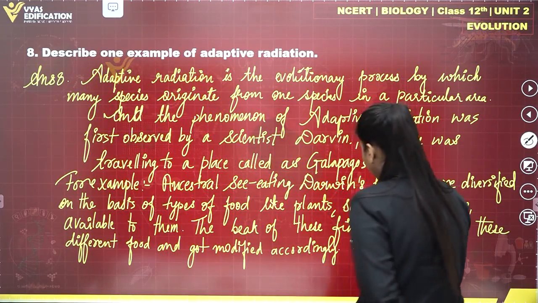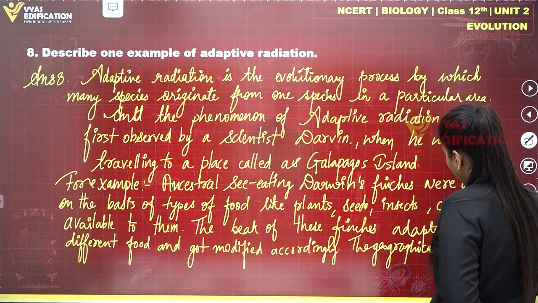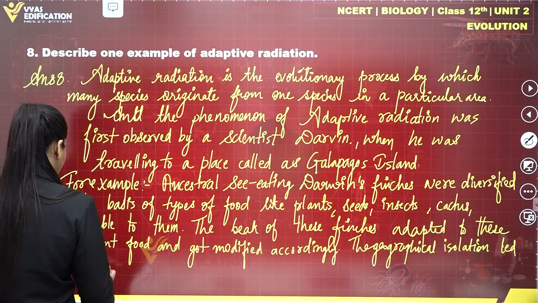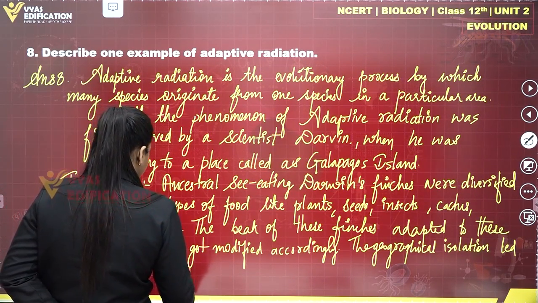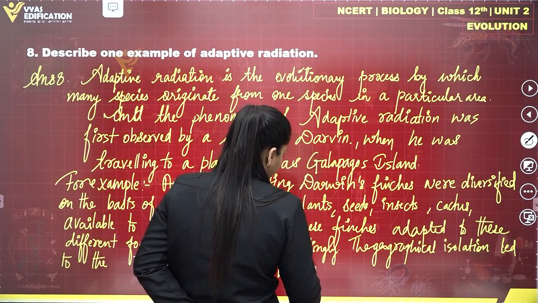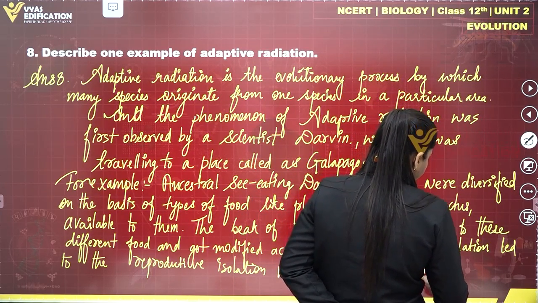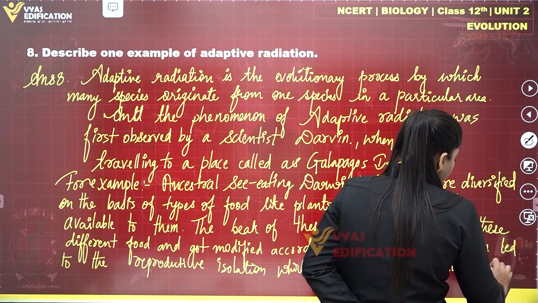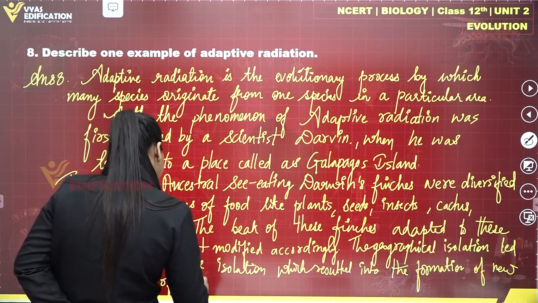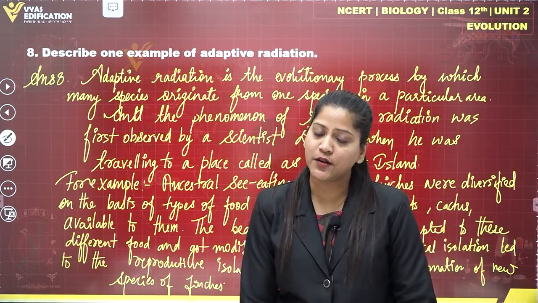And also the geographical isolation led to the reproductive isolation, which resulted in the formation of new species of finches, right? So this is what we call adaptive radiation, and this adaptive radiation phenomenon was first observed by Darwin.